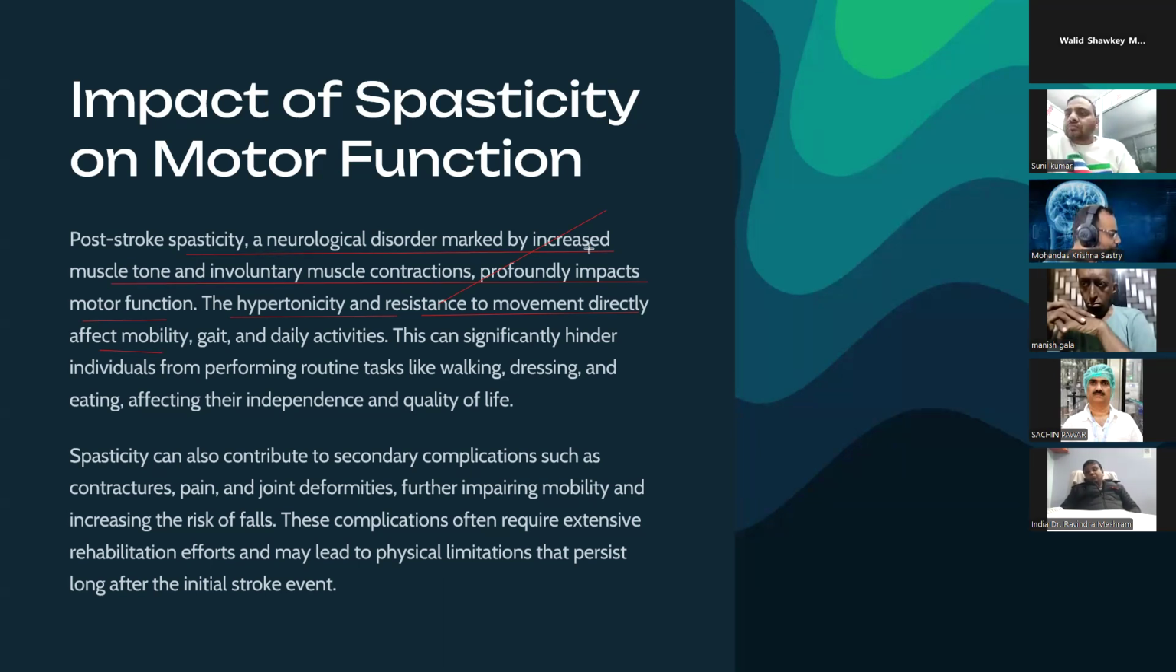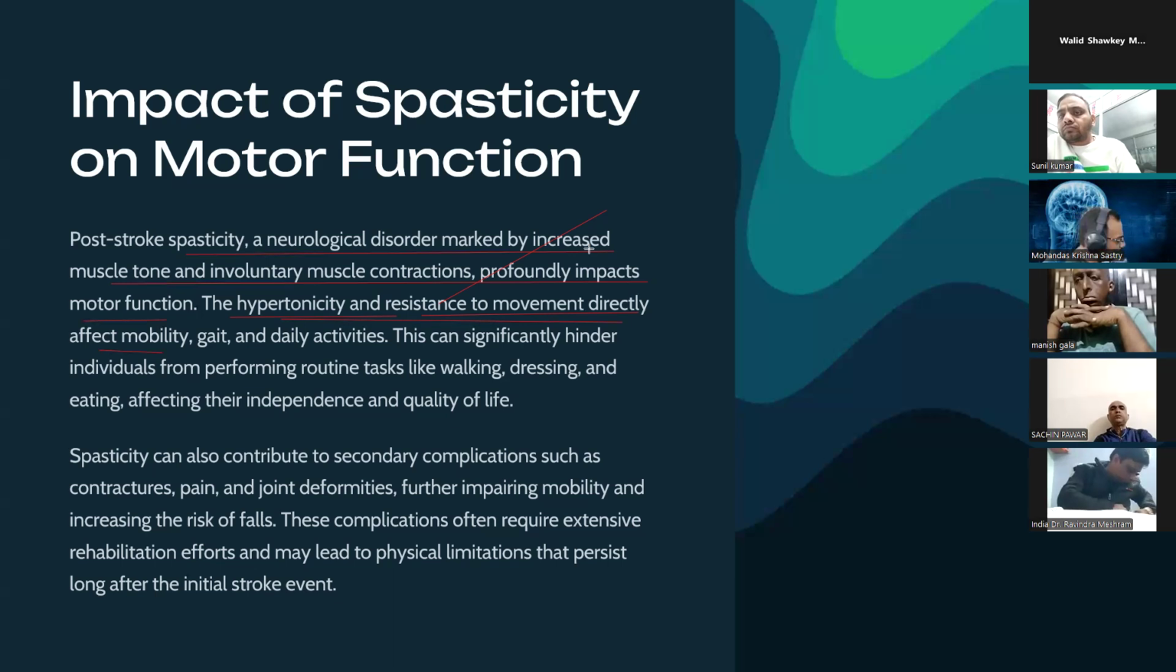Because you don't know what is wrong. You do something called sujog, this. Baba, this will not help. Tell me one sentence in sujog which can influence the hypertonicity and resistance of the movement. Tell me one thing which can help you for independence and quality of life.